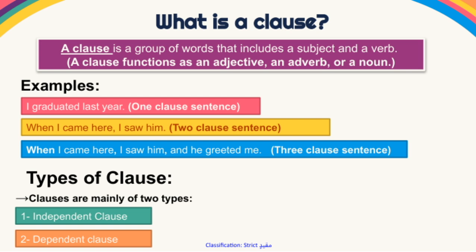Similarly, when I came here, I saw him has two clauses, and a simple sentence like I graduated last year contains just one clause. Now, what exactly is a clause? Well, it's a group of words that includes both a subject and a verb. And depending on how it's used, a clause can function in different ways, either as an adjective, an adverb, or a noun. Understanding clauses is key to mastering sentence structure and making your writing clearer and more varied. So, keep these points in mind as we move forward in exploring sentence construction.